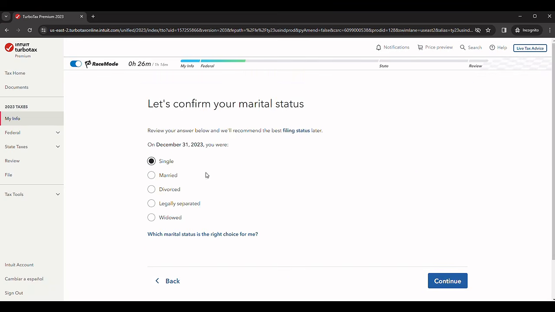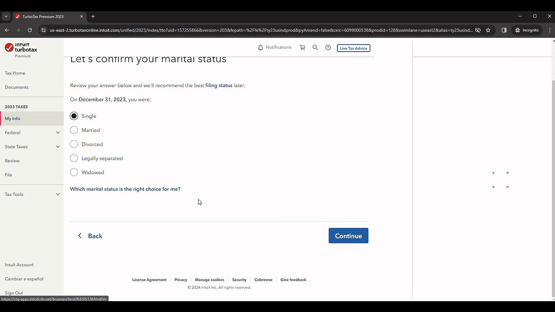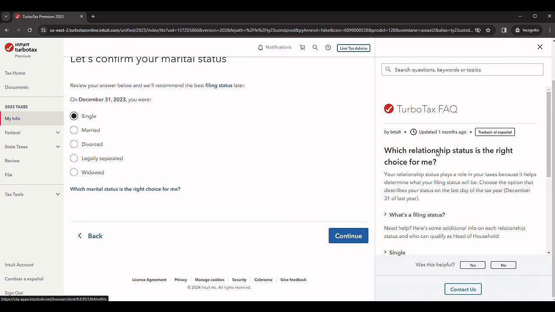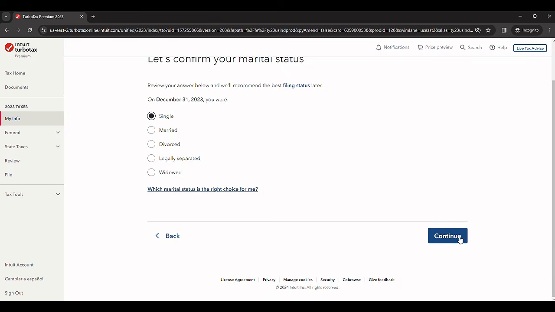Okay, so this is your marital status, your legal marital status. And it's your status as of the last day of the year. So in this situation, we're going to write single. If you're going through a divorce but you're still married on December 31st, then you would write married, even though you're in the process of going through a divorce. If you want more information about that, you can click there, and it'll help you with all the legality, the terms. But let's just continue.